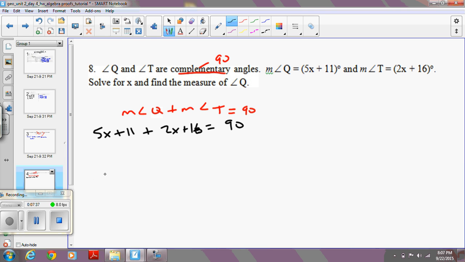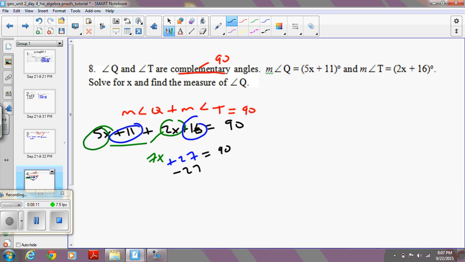First combine my 5x and my 2x, and I'll get 7x. Then I would combine my 11 and my 16 and get a positive 27 and bring down my equals 90. Now I would subtract 27 from both sides.